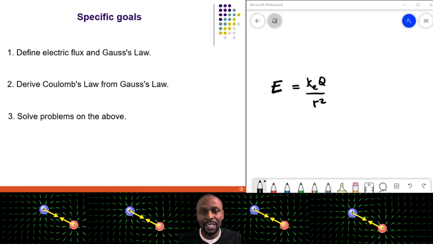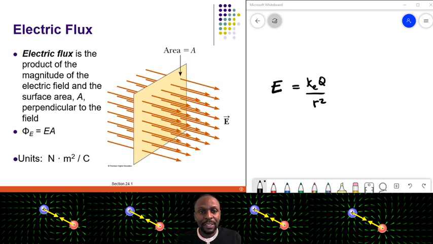Right, now let us start by defining the electric flux. Electric flux is the product of the magnitude of the electric field and the surface area A perpendicular to the field's lines, as illustrated in this figure. The mathematical description of the electric flux is given by this equation here, where E is the magnitude of the electric field and A is the magnitude of the area. This subscript E denotes that this flux is electric flux. The units of flux are newtons meter squared per coulomb.